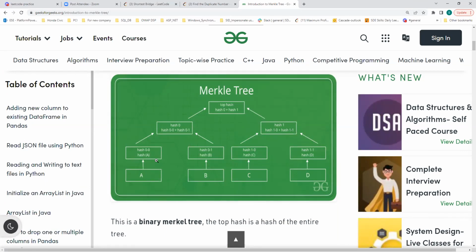So they're showing it to make it easy to understand, right? Hash 01 and hash 00 are combined in hash 0. Yeah, so that is hash 0. Then you have two, left and right, which is hash 0 and hash 01. Exactly.